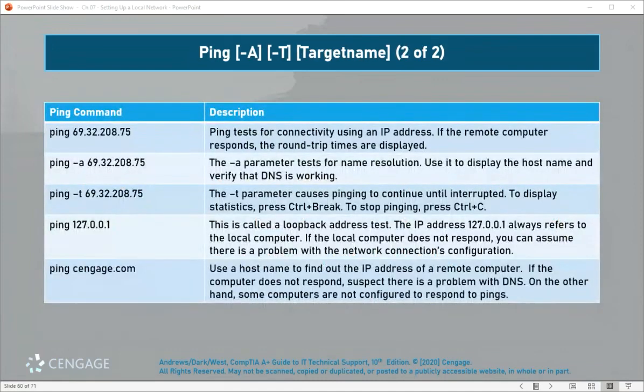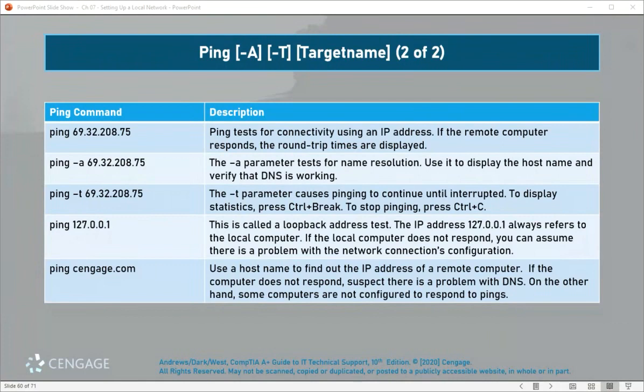So here we have some examples. We've got ping 69.32.208.75. This is going to ping a particular IP address. If you use the -a flag, that tests for name resolution. -t essentially is what we call the infinite ping. It'll keep pinging until we turn it off. We have to use Control-C in order to stop that.